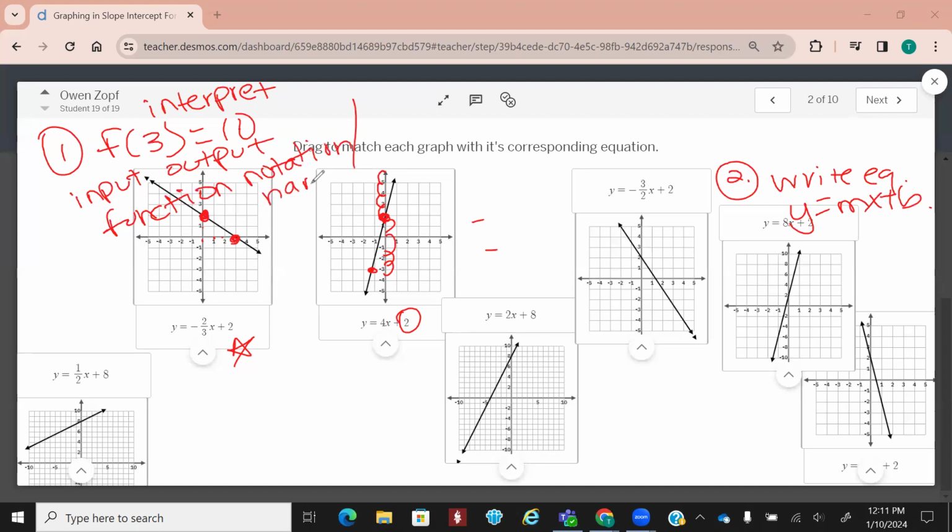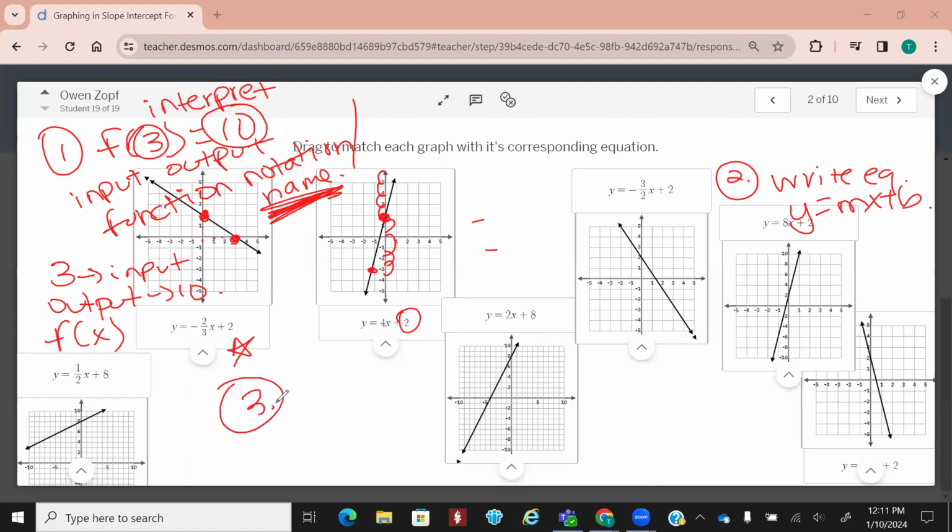So what this means is that our input is 3 and our output is 10. The function name is just f of x; it's whatever the letter is out here, then x is inside the parentheses. The last question on your mastery check is going to say, interpret the domain and state it. We're going to talk about this in just a second. Are there any questions about 1 or 2?